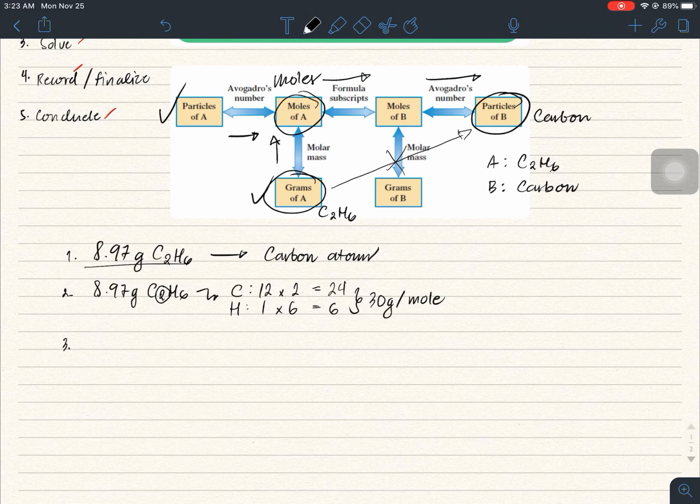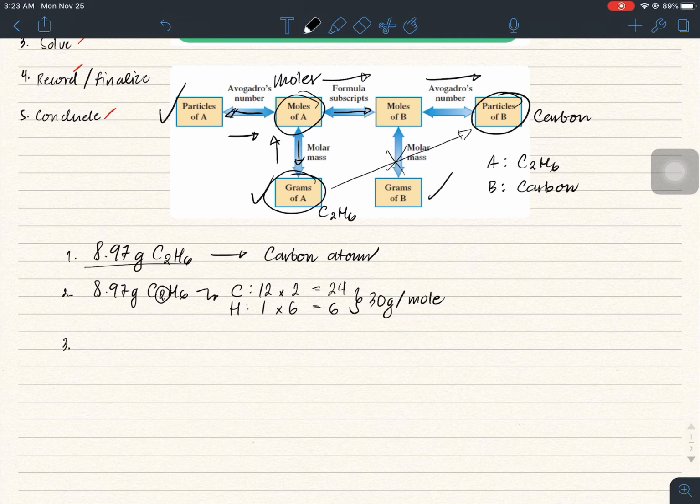Since your moles can go to particles of A, it can go to moles of B, and it could also go to grams of A. Whereas all the other units of measurement, particles of A, grams of A, can only move to moles. So that should be automatic. If you are not given moles, convert your unit to moles first before you move on to any other conversion.